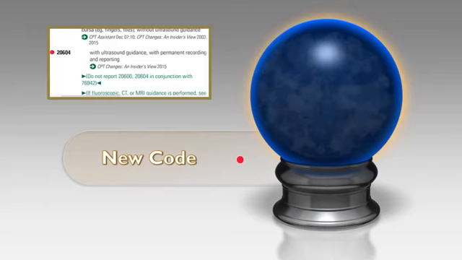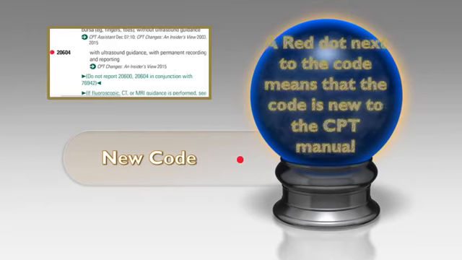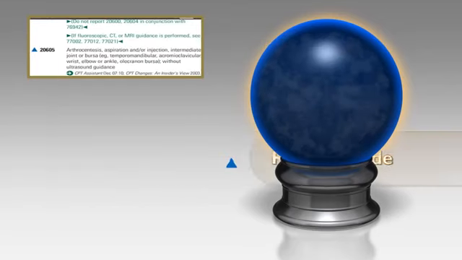Okay, new code. We have the red dot. That means the code is new to the CPT manual. So if you look at 20604 with ultrasound guidance with permanent recording and reporting, this is new. So if you open up your 2014 book, it may not have been there.